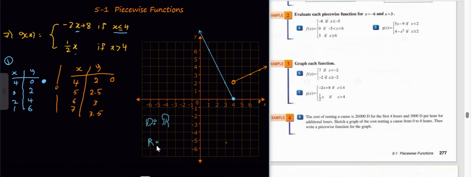And range, as you see, from negative infinity until 0 of y, we don't have any graph. From 0 it starts to positive infinity. So it means it starts from 0, and 0 is included, to positive infinity. And our function is discontinuous because we have a small break here. That's it. This is how we graph the function.